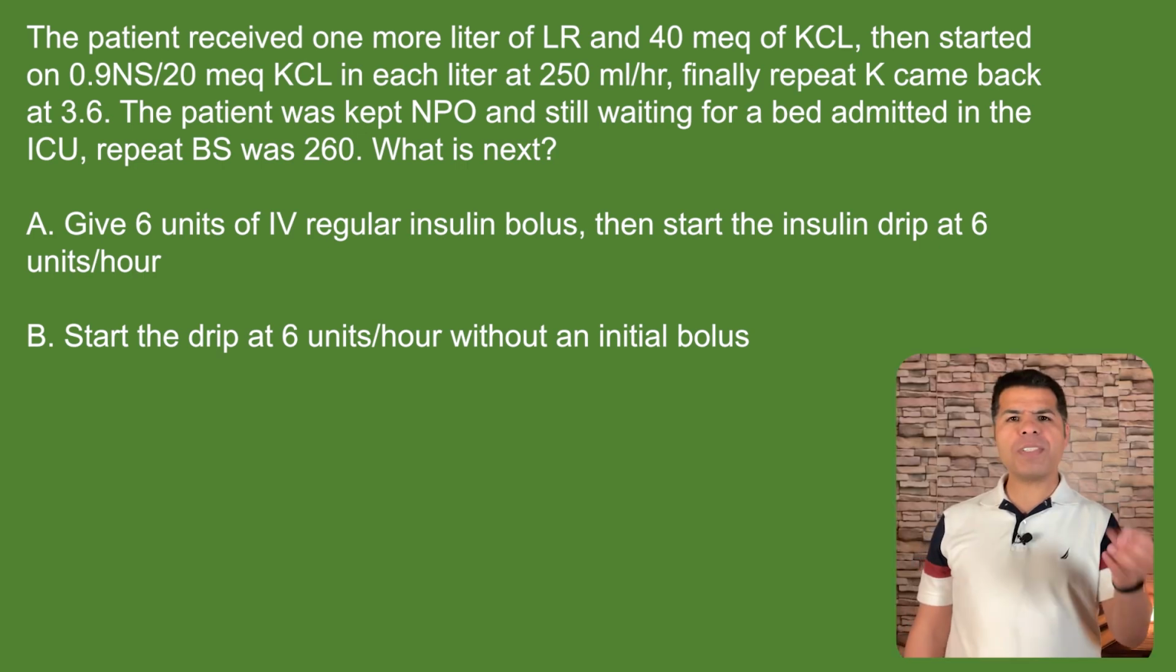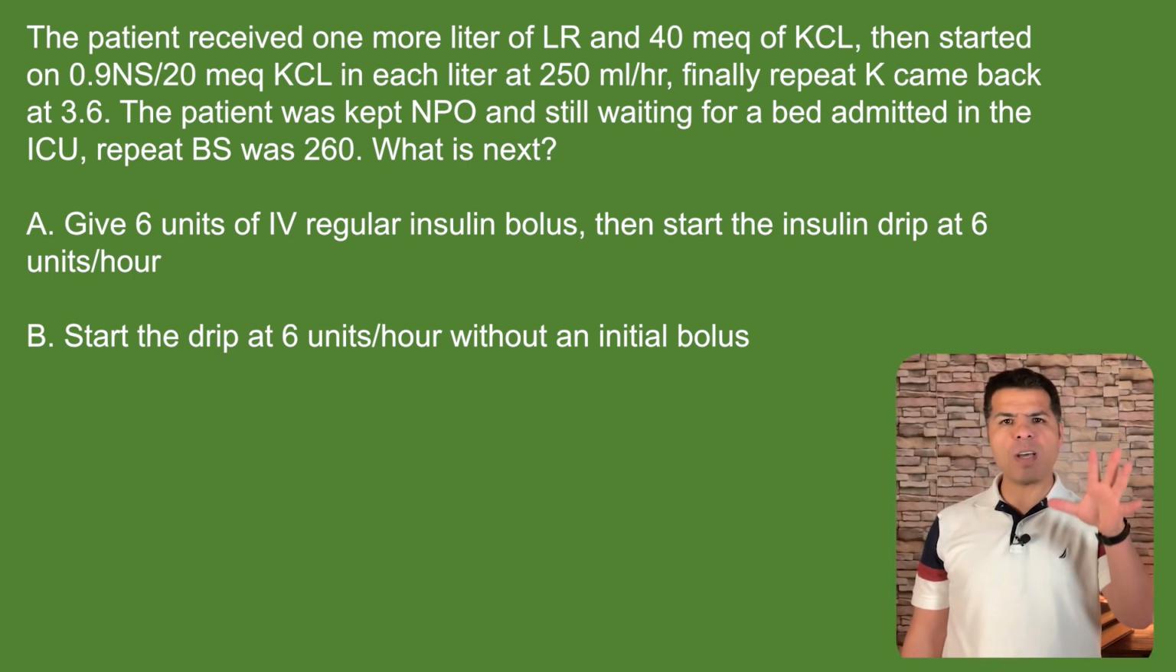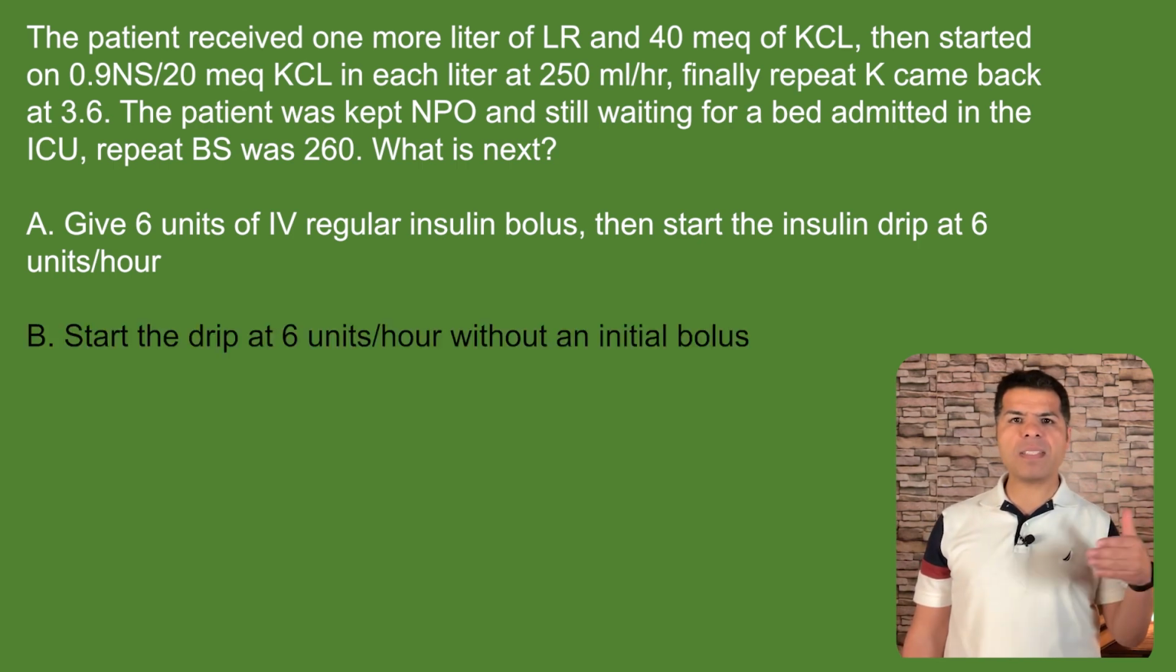The patient's blood sugar is right around 250, which is the cutoff where we add dextrose to the IV fluid. So the initial bolus can be skipped and we start the drip right away at 0.1 per kg per hour.